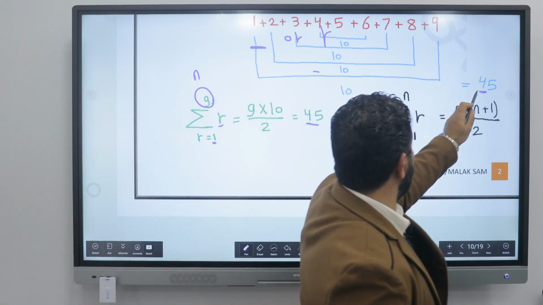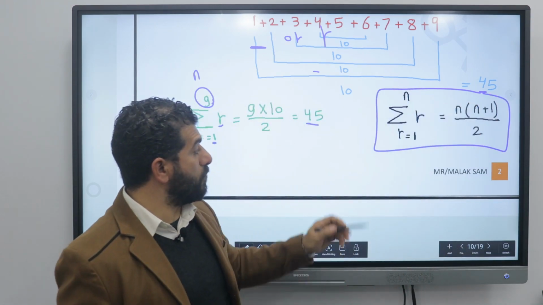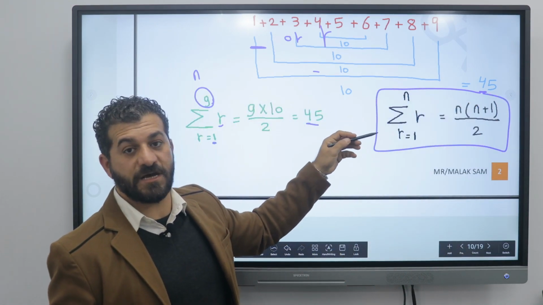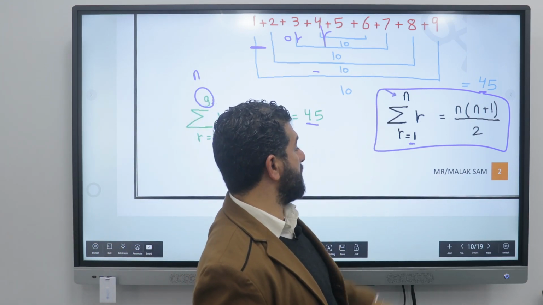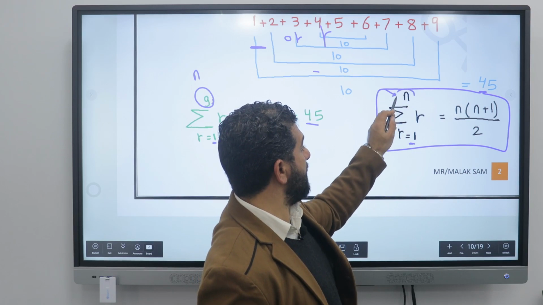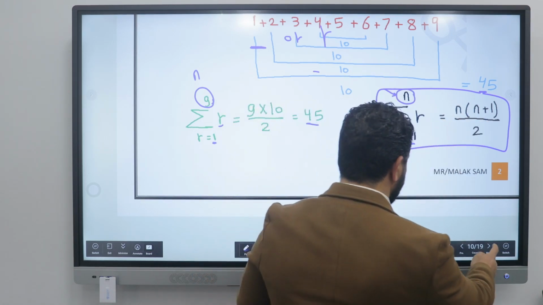And this rule is very, very important. This is the sum of all terms of a sequence starting from the first term to the nth term, so n terms. So here, we'll write this n here, multiplied by n plus 1 divided by 2. That's it.